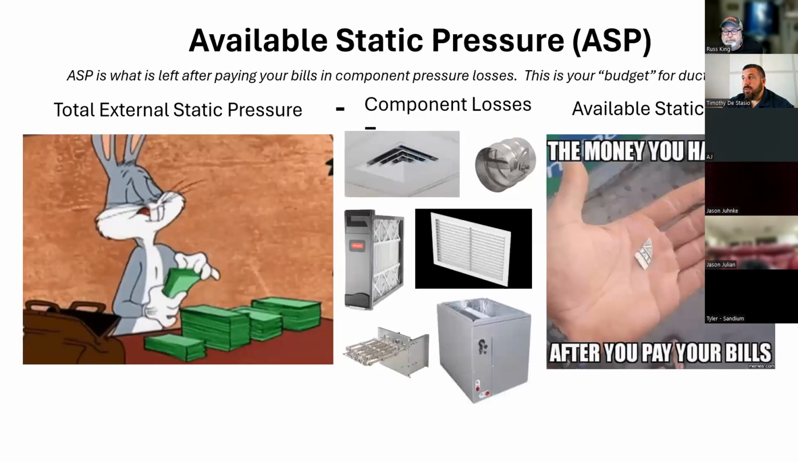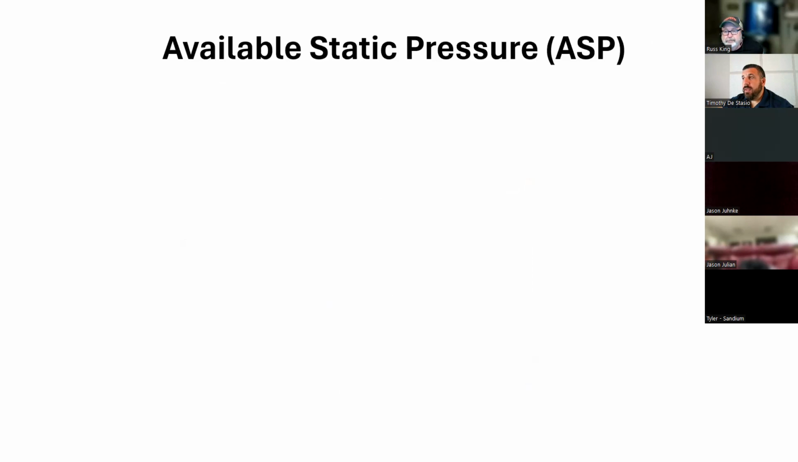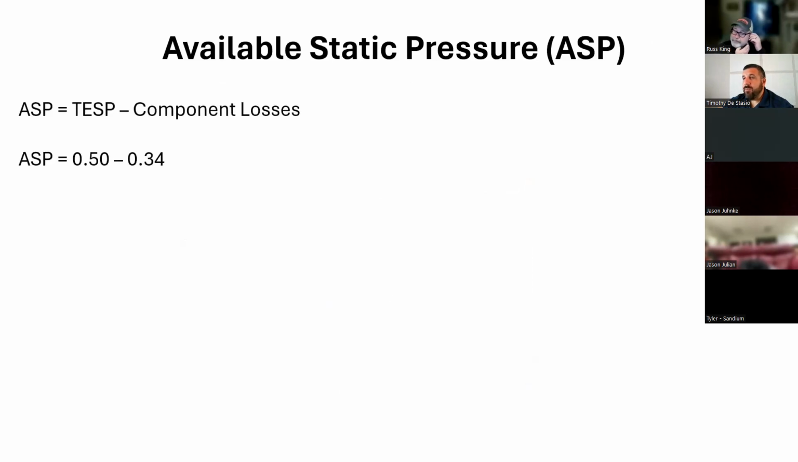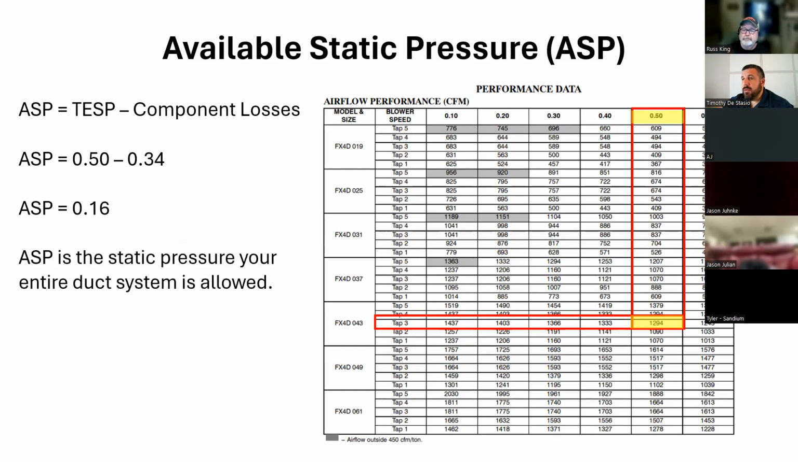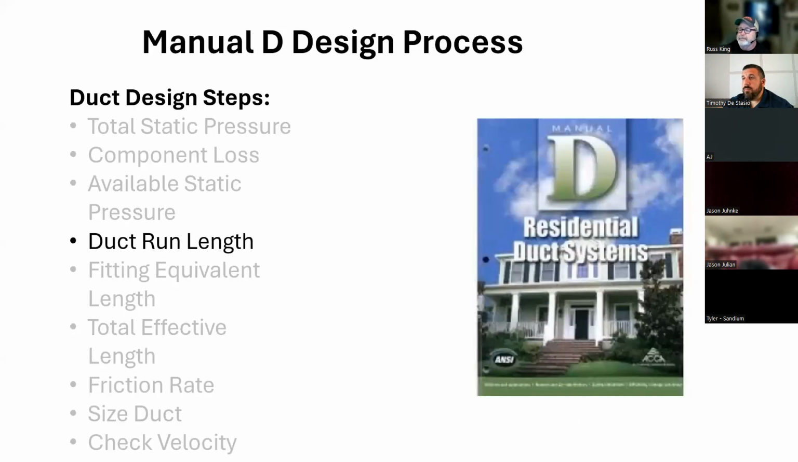So that, again, just leaves us with a very little bit of available static pressure. We start out with 0.5, we subtract 0.34. Now, all of a sudden, we only have 0.16. That's what's left for our ducts, and it's the static pressure that we have to build our duct system around. Now, if we don't think that's high enough, we could always bump our total static pressure to 0.6 and give ourselves a little bit more wiggle room.